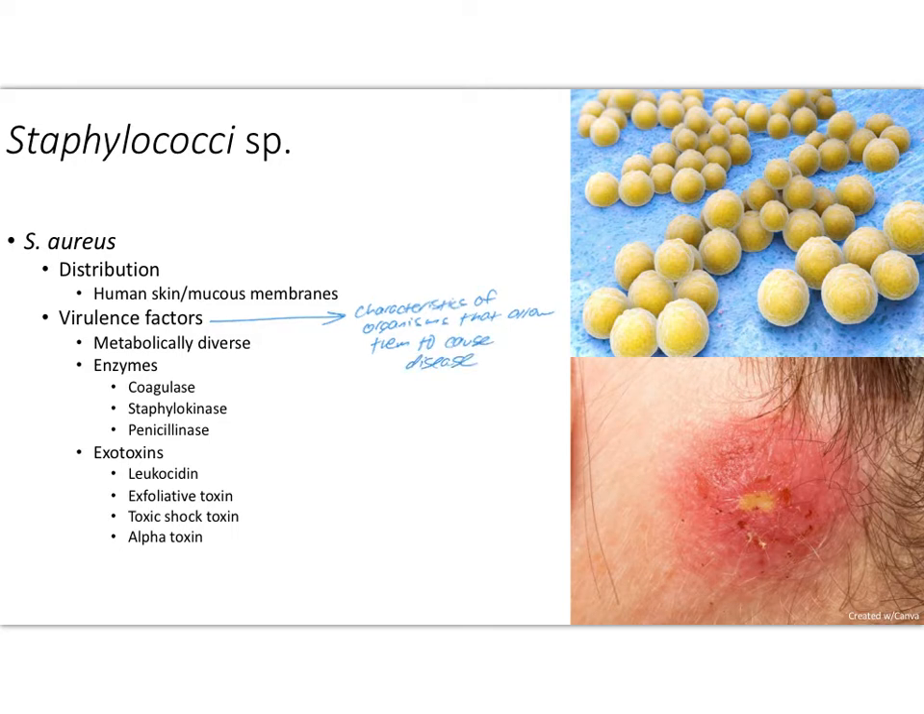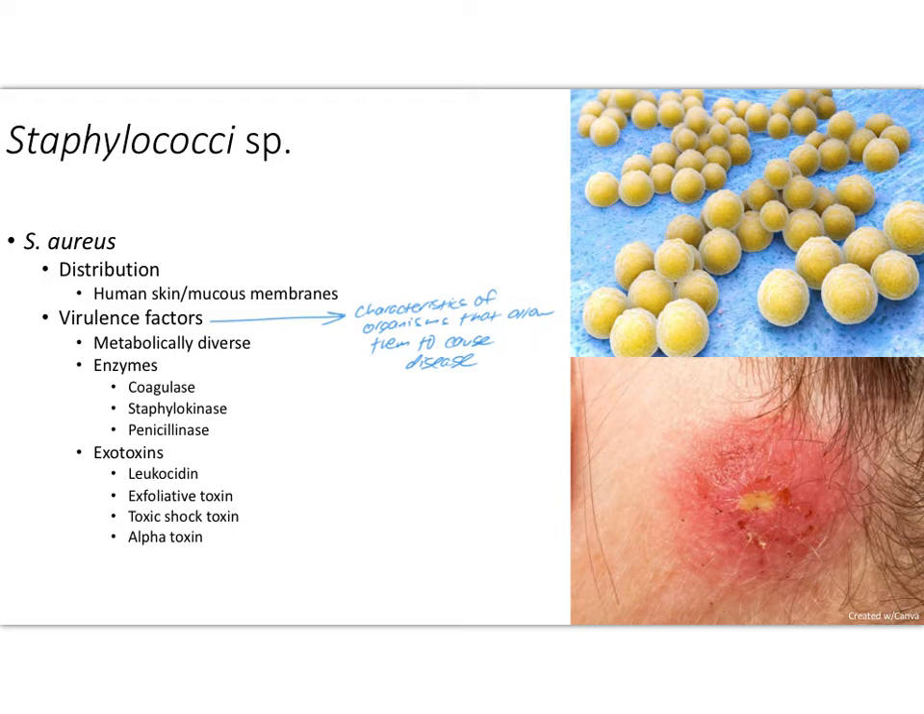So the term virulence factors in general is just kind of a general term, and it refers to any trait or characteristic that an organism has that allows it to cause disease in a human, an animal, a plant, etc. And for staph, it has a lot of different virulence factors.